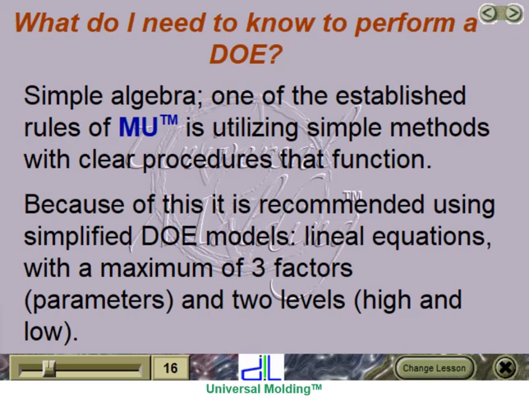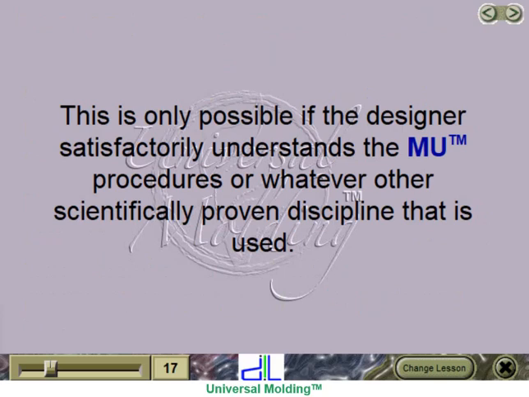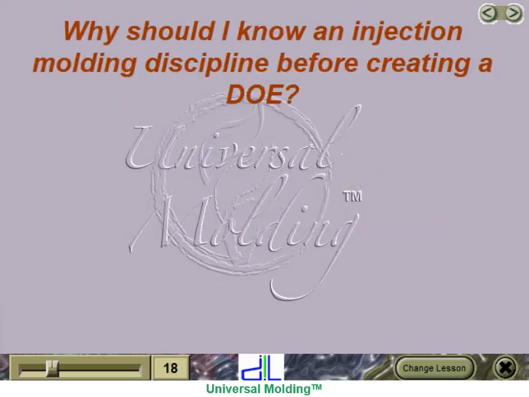Because of this, it is recommended using simplified DOE models, lineal equations with a maximum of 3 factors, parameters, and 2 levels, high and low. This is only possible if the designer satisfactorily understands the universal molding procedures, or whatever other scientifically proven discipline is used. Why should I know an injection molding discipline before creating a DOE?